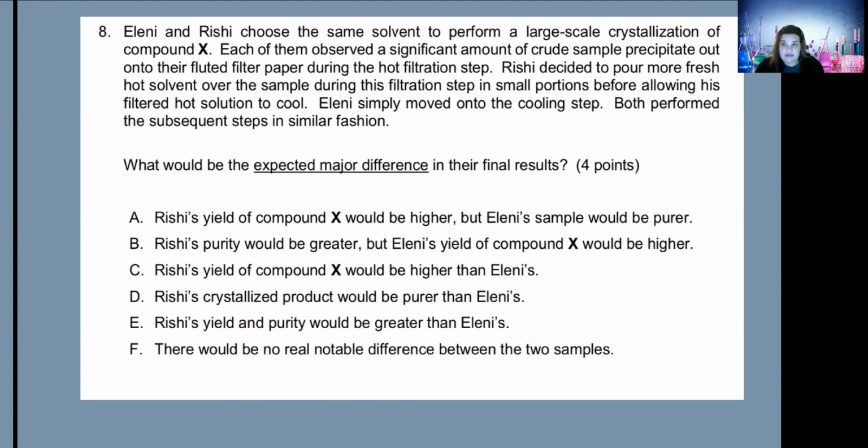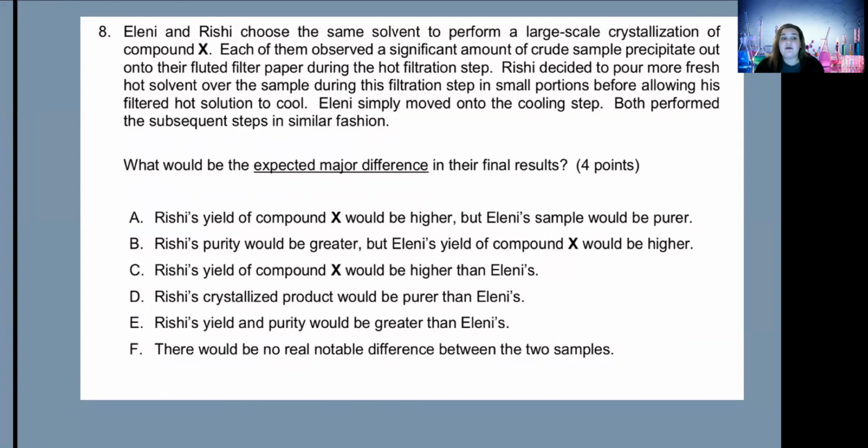So filter paper has a lot of stuff. Rishi pours some fresh hot solvent over the sample in small portions before allowing his filtered hot solution to cool. And Eleni just moved on to the cooling step. The rest of the experiments perform the same. What's the major difference in their final results? Well, let's talk about hot filtration for a moment, right? What did we say hot filtration does? Hot filtration removes insoluble impurities, right?